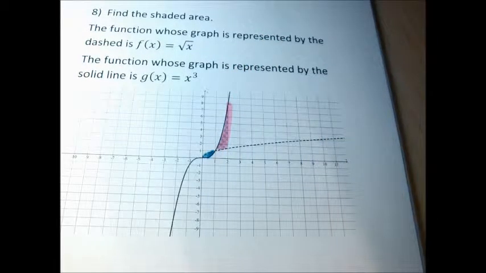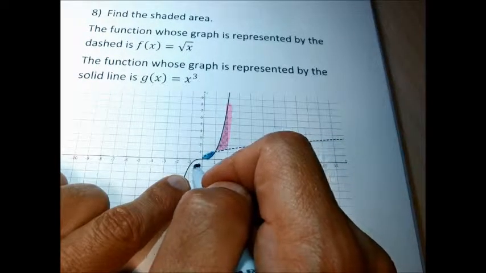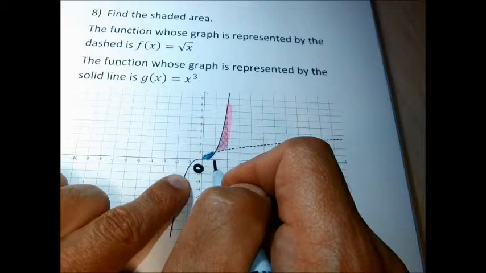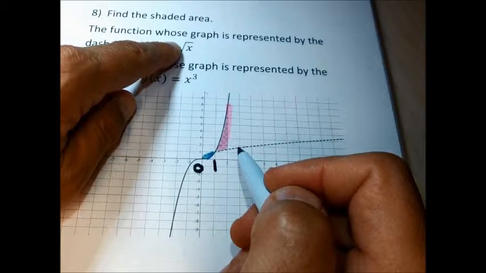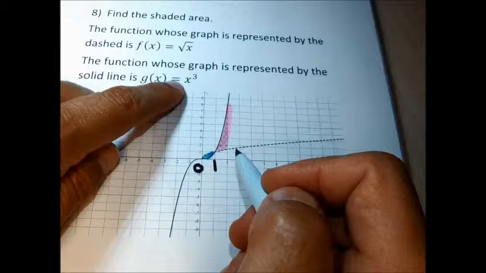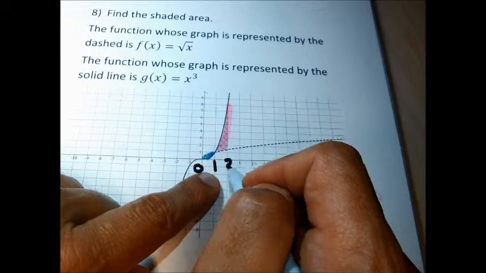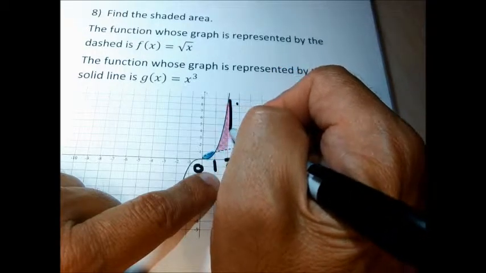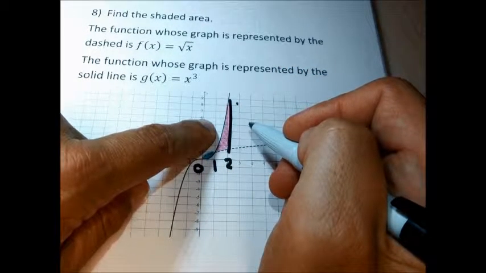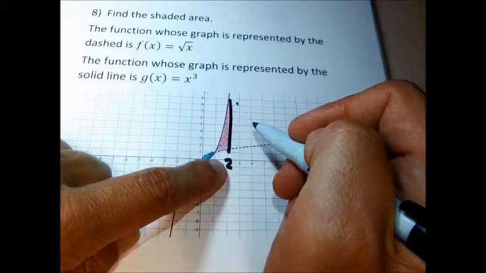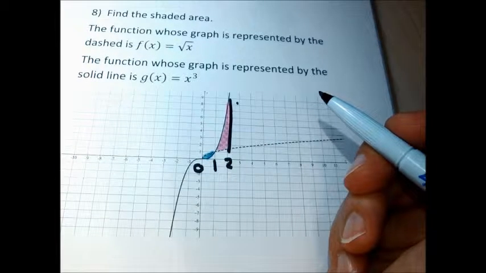So if the graphs cross in the values of x that you're having to integrate over, you're going to have to do 2 integrals. So I'm going to have to integrate here from 0 to 1 the top function, which is the square root of x, minus the bottom function, which is x cubed. And then from 1 to 2, I'm going to integrate the top function, which is x cubed, minus the bottom function, which is the square root of x. So I'm going to have to do 2 separate integrals.